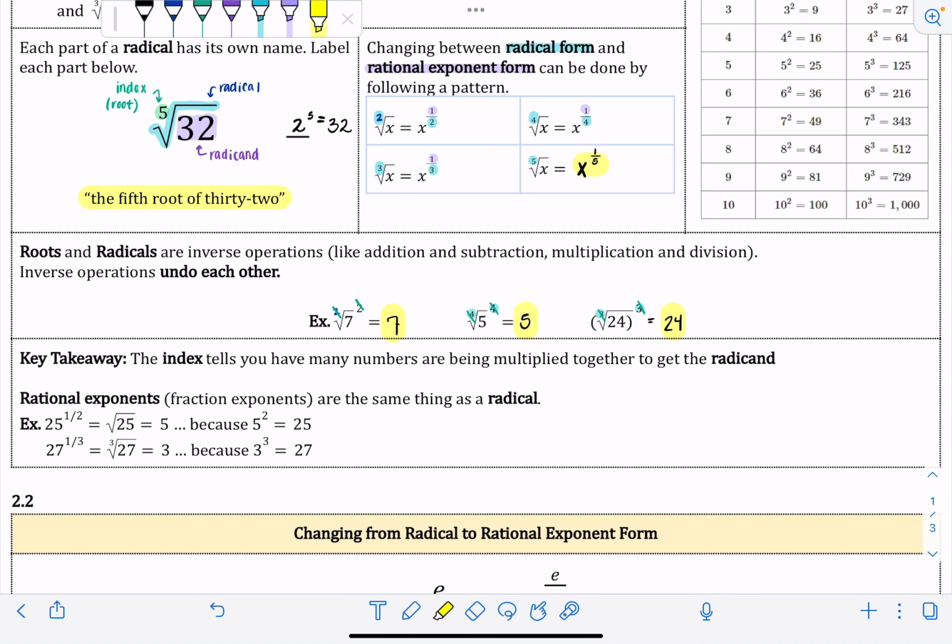Okay, a couple of key takeaways. Now going on to this box down here. It's really important to get comfortable with the terminology. The index tells you how many numbers are being multiplied together to get the radicand, which is the number inside the radical. I'm going to make a note for both. The index is the small number in the upper left of the radical, and the radicand is the number inside.